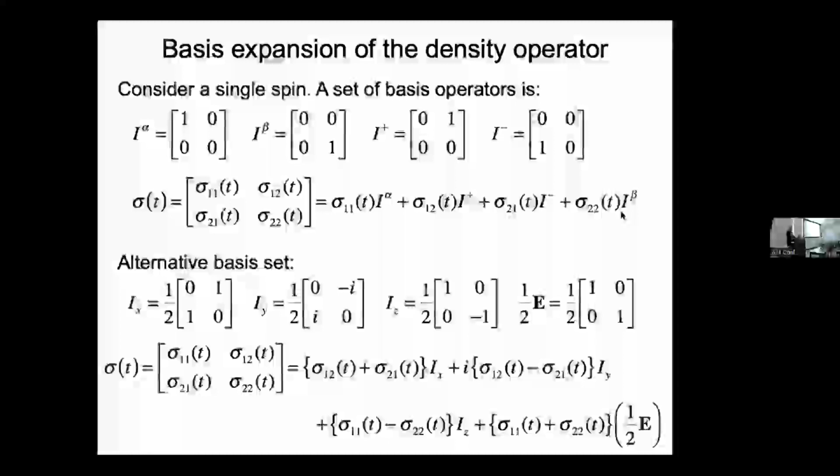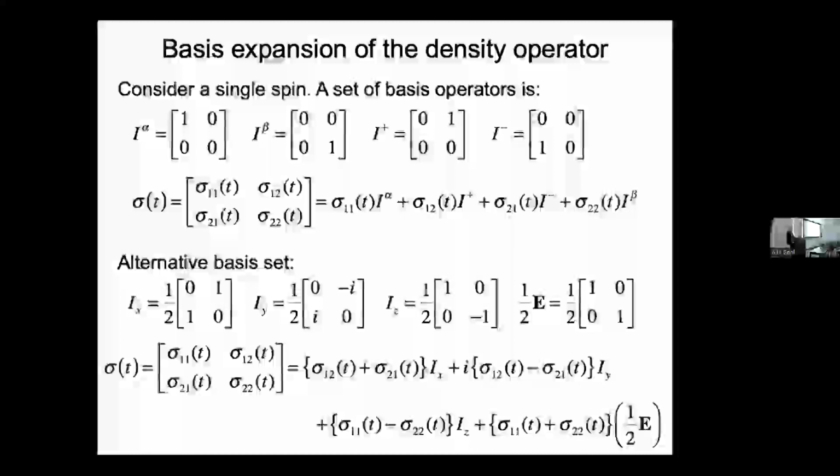And if I don't like that basis, I can change the basis because, for example, the sum of Iα and Iβ is the identity operator. The difference divided by 2 is Iz. So I can always replace Iα and Iβ by the identity operator and Iz operator in my expansion.